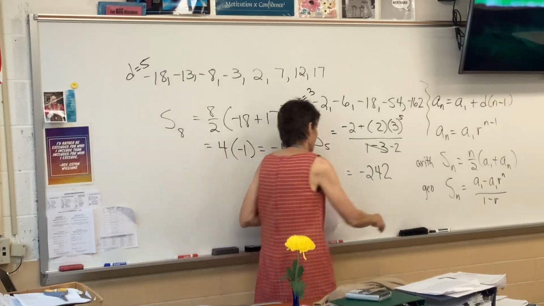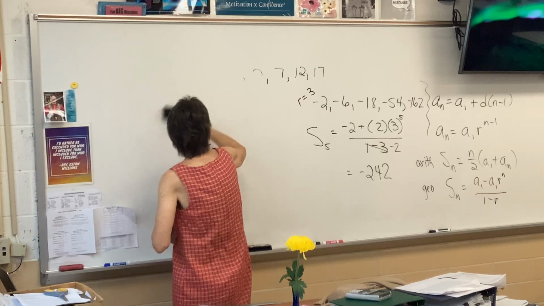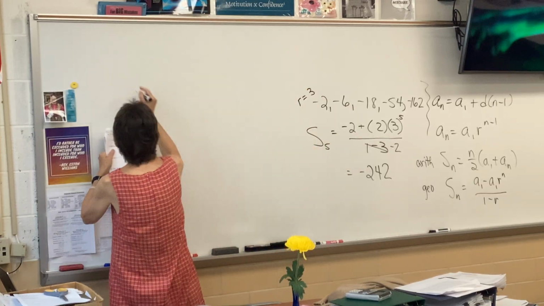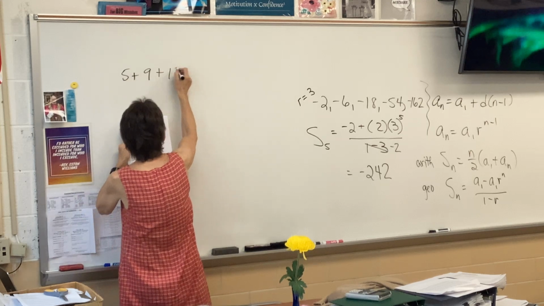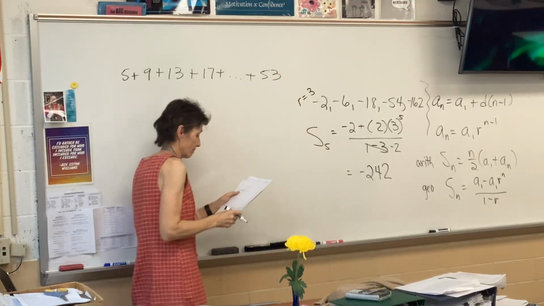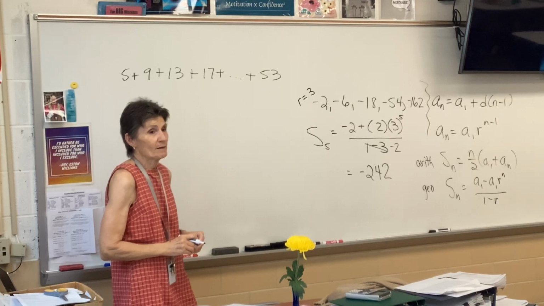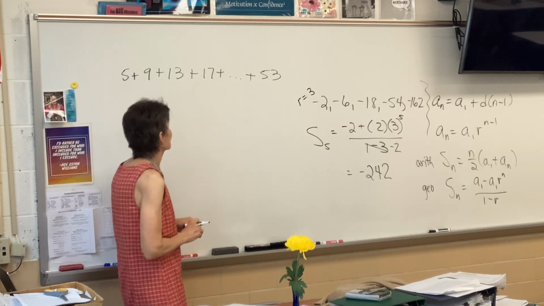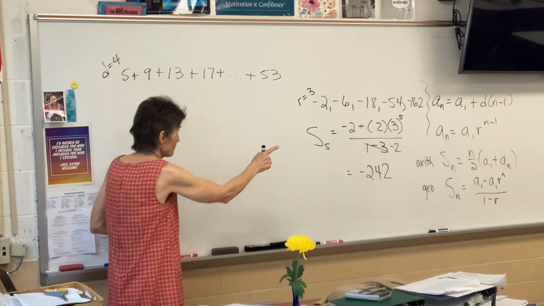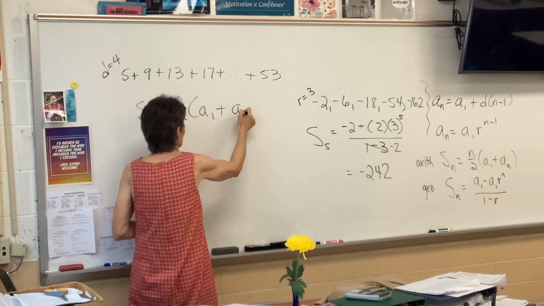All right. Let's look at the next one. Arithmetic or geometric? With a common difference of 4. So there's my formula. This is the formula I'm gonna use.